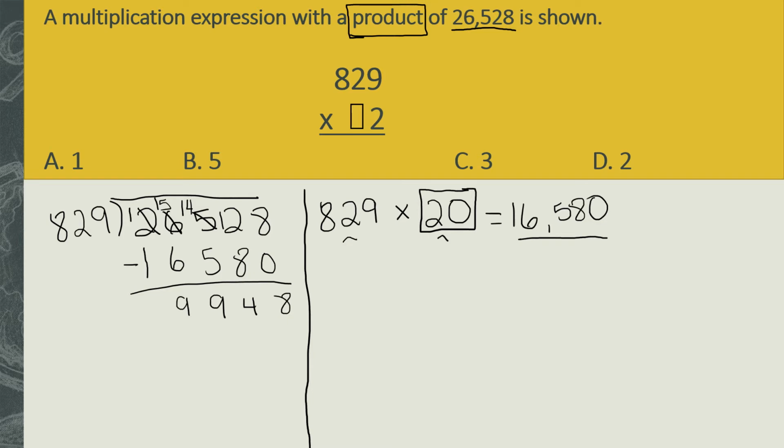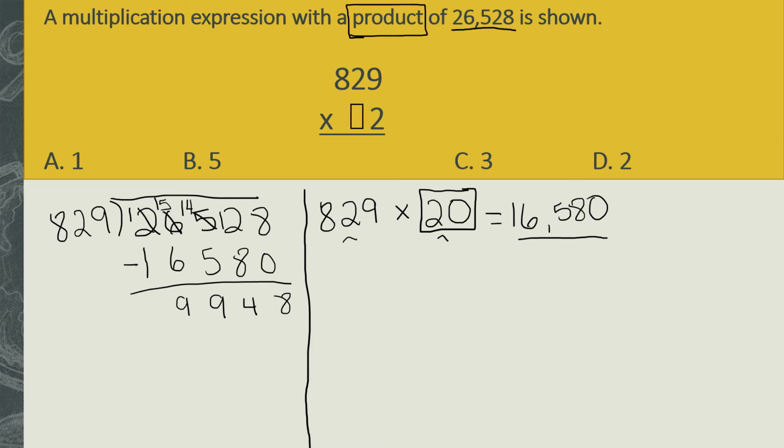Now you can go ahead and put your 0 next to your 9 for 1 minus 1 if you want, but I like my answers to be simplified, so I'm going to keep it as is. Now I'm going to go ahead and continue again because 9,948 is not smaller than my divisor of 829.